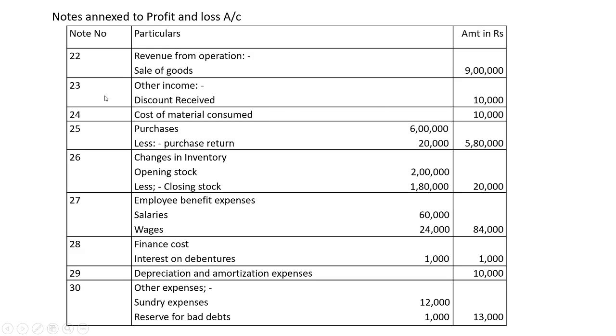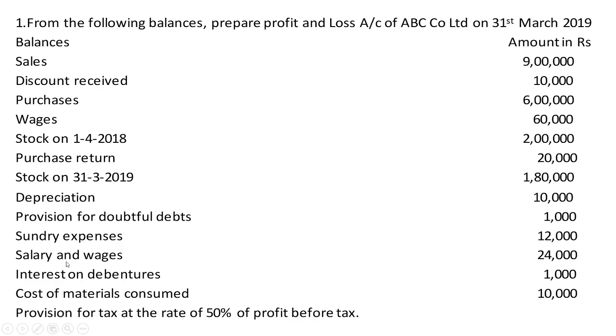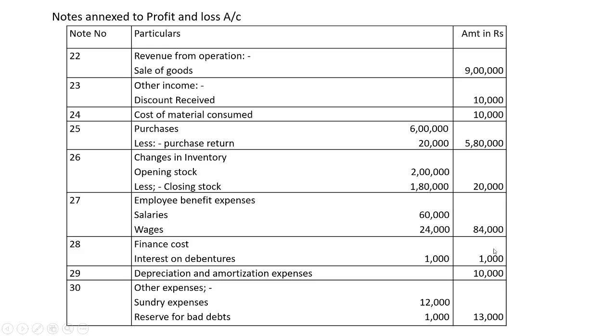Coming to note number 23, other income. Here discount received is other income. So for ABC Limited, the discount received is 10,000. And cost of material consumed, directly cost of material consumed, so 10,000 rupees as it is, we have taken. And purchases 6 lakhs is there.